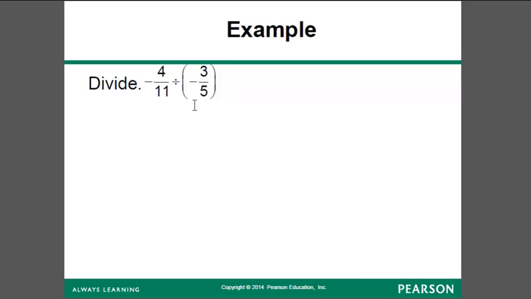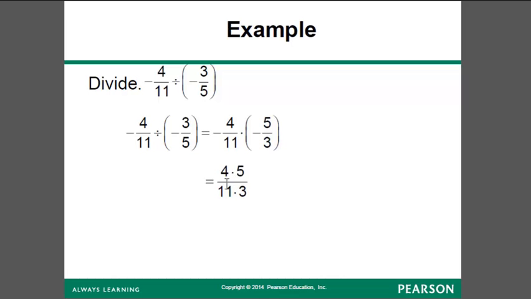Remember, I don't want to divide, I want to flip the second fraction. So I'm going to keep my first fraction, change this from division to multiplication, and flip my second one. I now have negative 4/11 times a negative 3/5. Now negative times a negative becomes positive, and so I have 4 times 5 over 11 times 3.